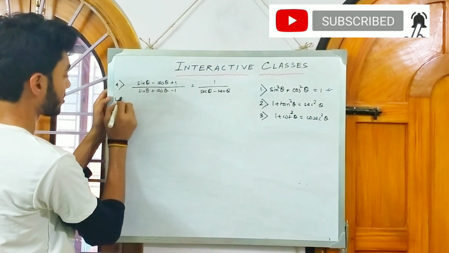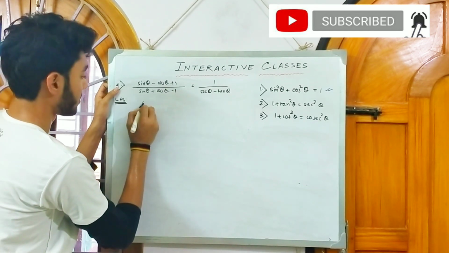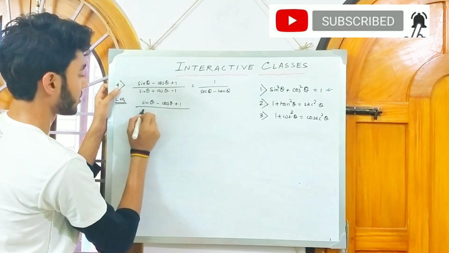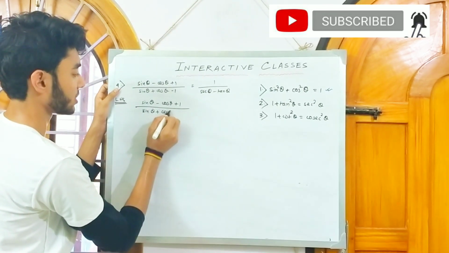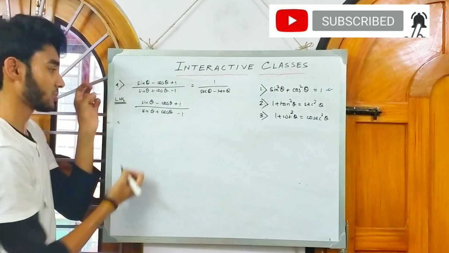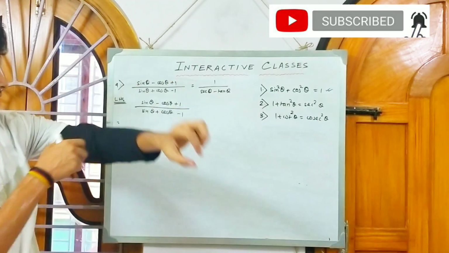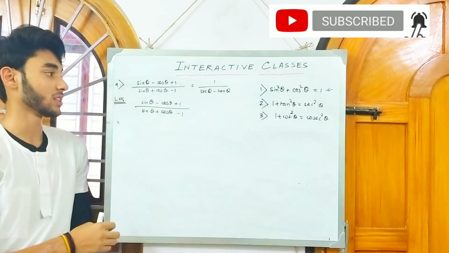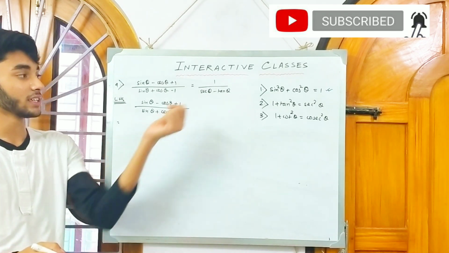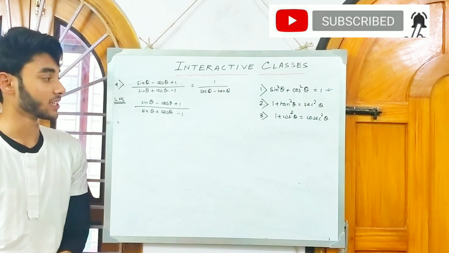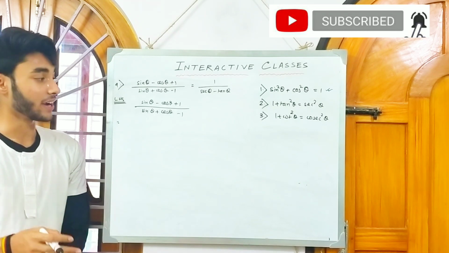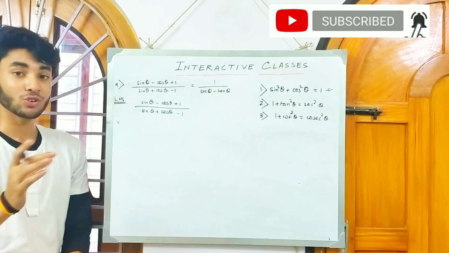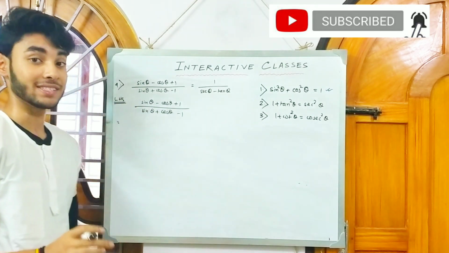So at first we write it as LHS: sin theta minus cos theta plus 1 by sin theta plus cos theta minus 1. Now how can we solve this sum? How can we convert sin theta and cos theta into sec and tan theta? If we divide both numerator and denominator by cos theta, we can get sec theta and tan theta.